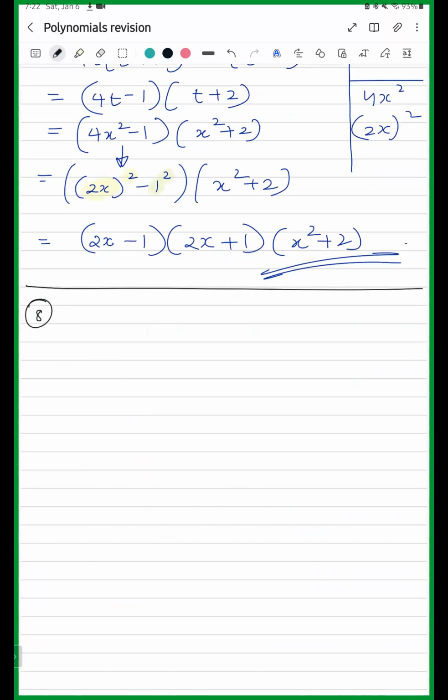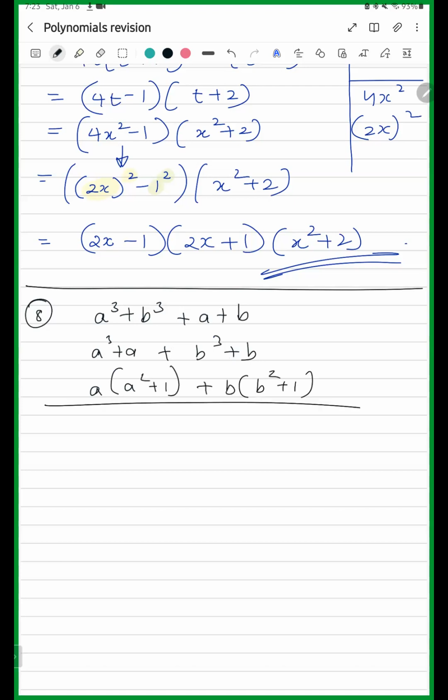A cube plus B cube plus A plus B. Okay. So, A cube plus B cube. If you want, you can do one thing, but that's not going to help you. That is, you can take A cube plus A plus B cube plus B, but you take A as common, A square plus 1. Then here you take B as common, B square plus 1. But there is no common bracket, so you cannot go further from here. So there's no point in doing this.